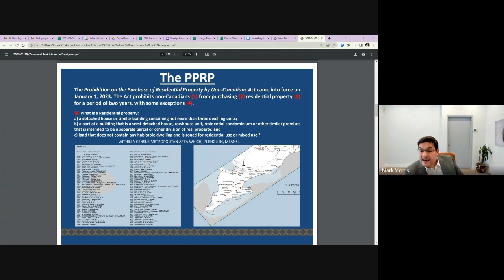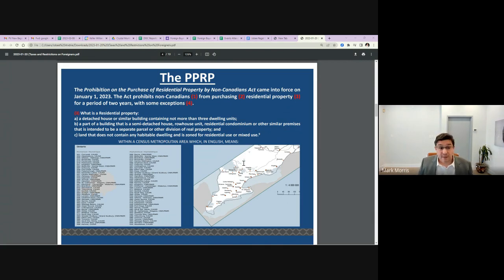A residential property is a detached house or similar building containing not less than 3 units. You'll note that this is different than the NRST definition, which we'll talk about, which has 6 units or less. There's an incongruency because this is a federal piece of legislation. And this federal piece of legislation defines, by the way, common law spouse differently. Ontario's definition of common law spouse is living together for 3 years or having a child together. Well, this federal piece of legislation, which has to deal with all jurisdictions in Canada, defines a common law spouse as only 1 year.